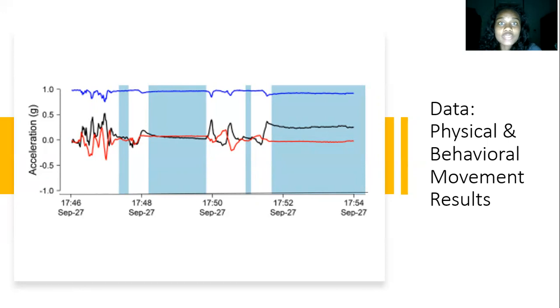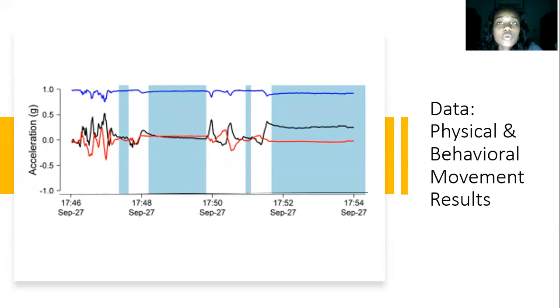If you think about how the snake moves, it's moving one section of its body at a time. So if you remember in the methods, the ADL was placed 2/3 of the way down the snake's body. So when the snake is moving, even if it's one continuous movement of travel, the ADL might not be moving that entire time. It might not be recording acceleration. So to account for this, the scientists applied a filter to the data to show physical movement of the ADL versus behavioral movement of the snake.